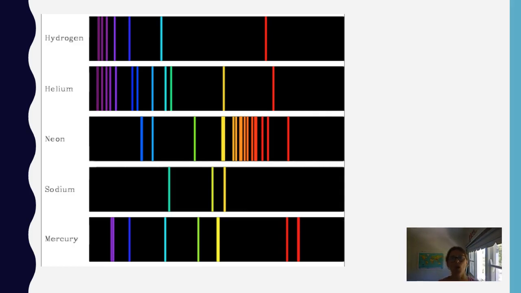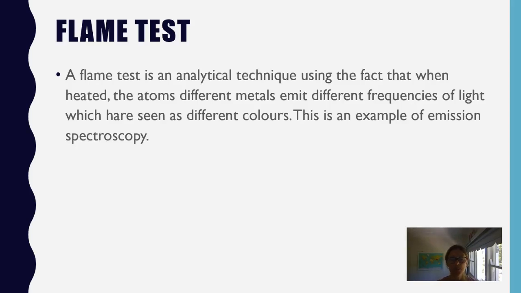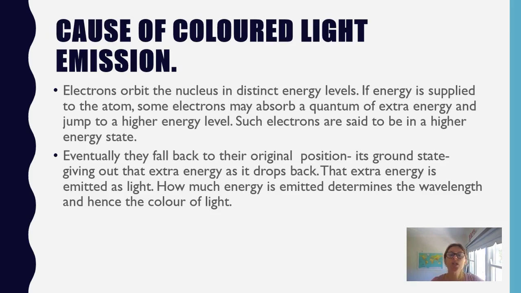So each atom has its own unique set of spectral lines, and scientists can actually use that to determine what elements may be present in certain samples and so forth. So you would have done a flame test. We did that before just to spark your interest. A flame test is the technique using that knowledge that we've just looked at, that different metals emit different frequencies of light, and each of them has its own signature color. But that color is a combination of all of those different lights or different lines that we have seen on the spectrum. So what is the cause of this?